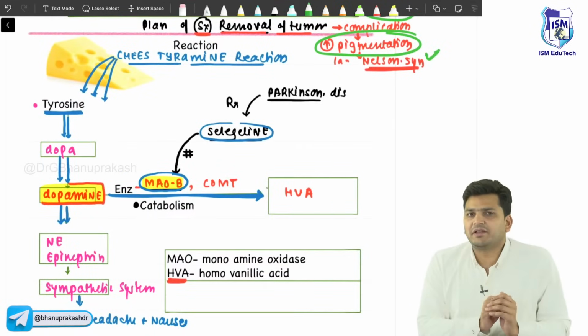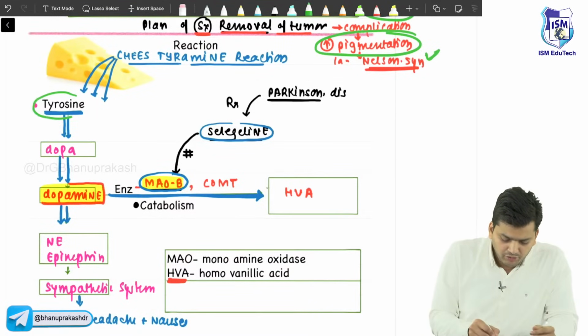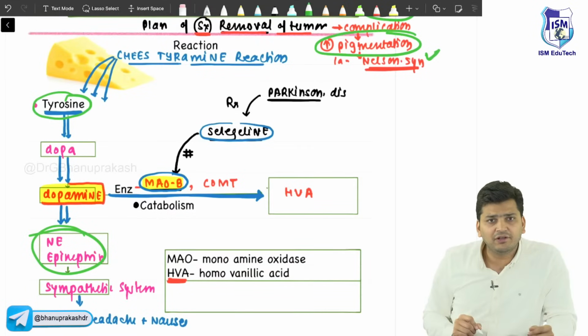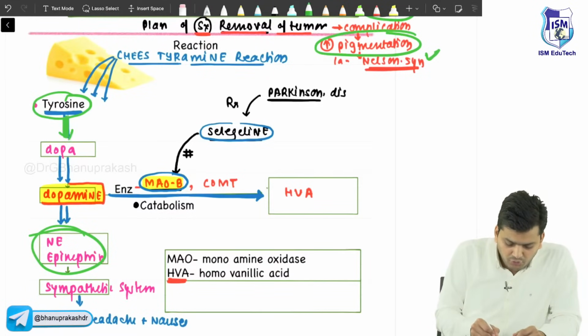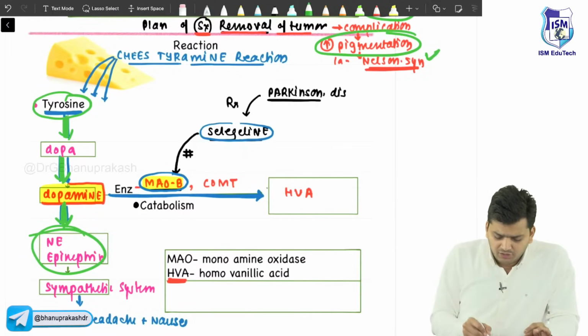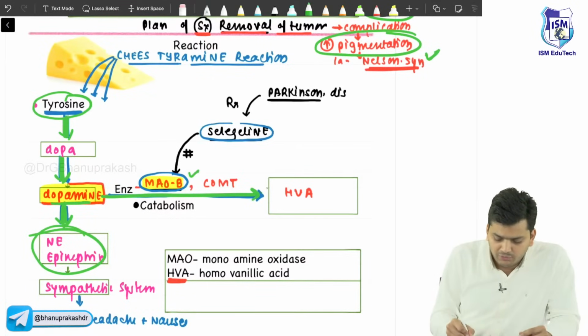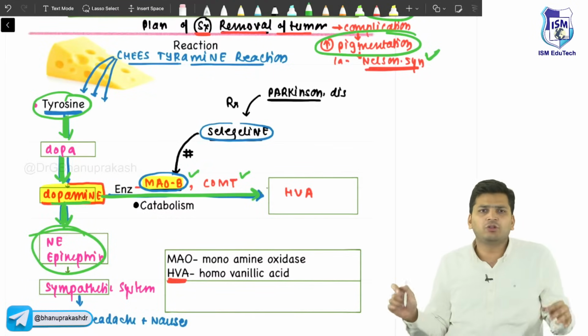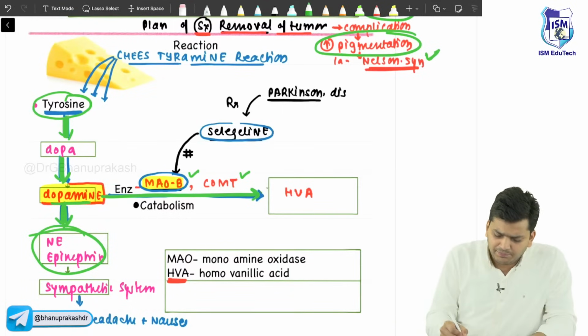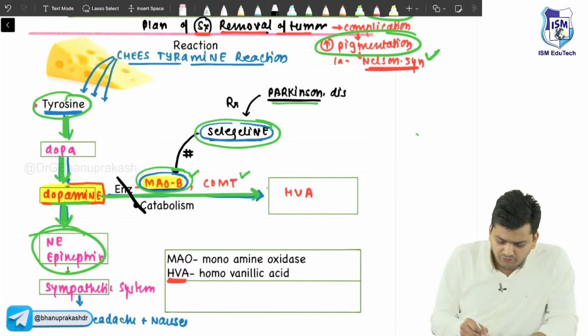That is the cheese-tyramine reaction. Just now I told you that tyrosine is the molecule from which we make norepinephrine and epinephrine. How is it made? Tyrosine converts into dopa, dopa converts into dopamine, dopamine converts into norepinephrine and epinephrine. And the effect of these molecules does not last long. To destroy these molecules, we have certain enzymes. For example, to destroy dopamine, we have the MAO-B and the COMT enzyme, and they will completely destroy the dopamine. For example, there is a patient suffering from Parkinson's and he is taking a drug, selegiline, which is a MAO-B inhibitor. MAO-B inhibitor means this pathway is not working.